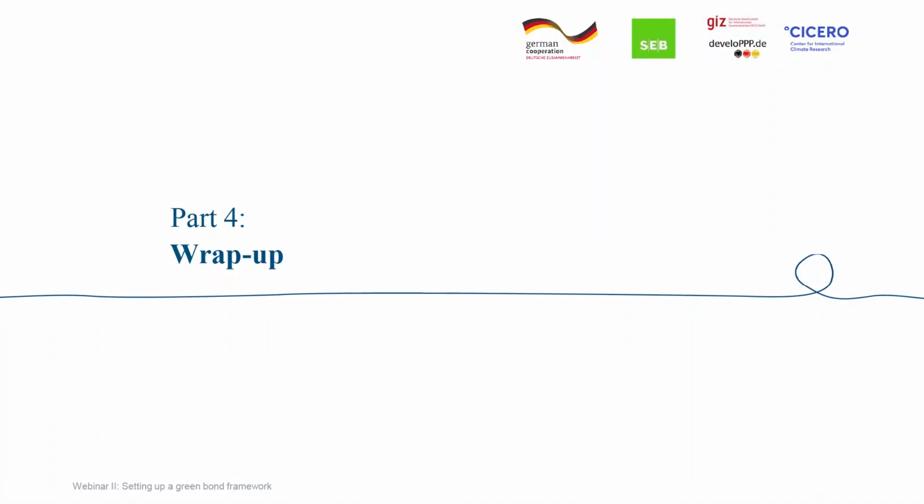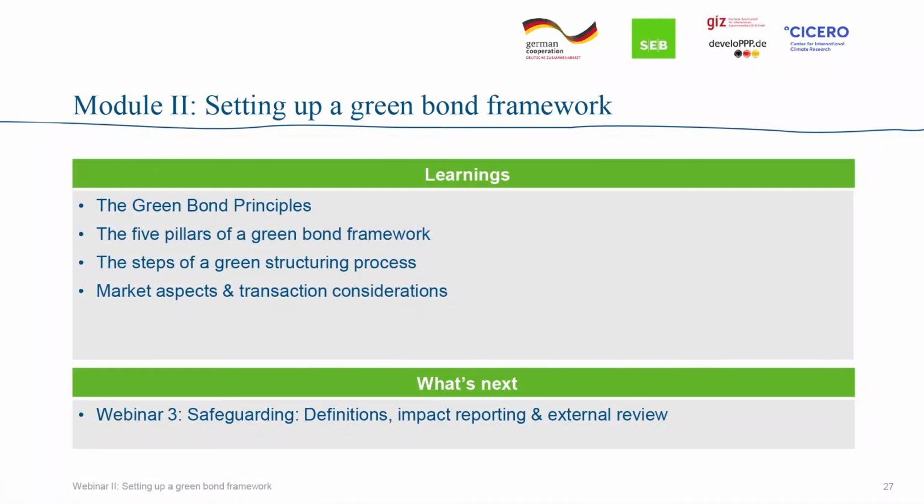So let's wrap this up. After having completed the second module, you should now be familiar with how to apply the green bond principles to set up a robust green bond framework based on the 5 core pillars: definition, selection, monitoring, reporting, and external review. You should also have gained a better understanding of key market aspects and transaction considerations, including questions around market access, liquidity, pricing, allocation, and marketing. In the upcoming third module, you will learn how external reviews and impact reporting safeguard integrity in the green bond market.